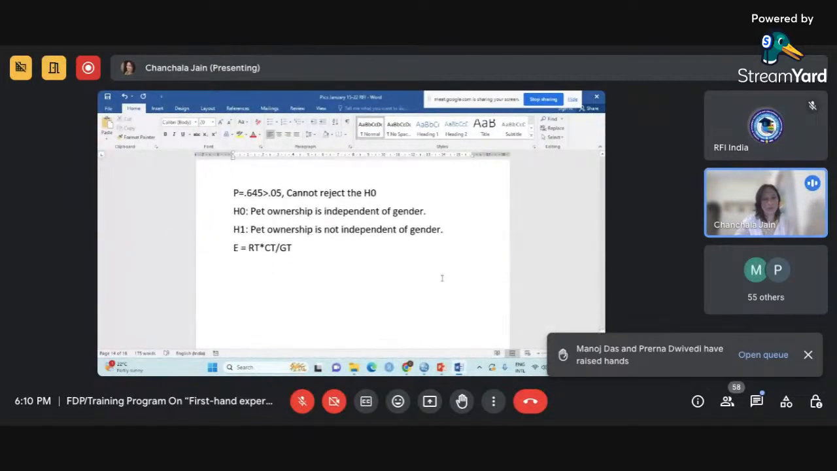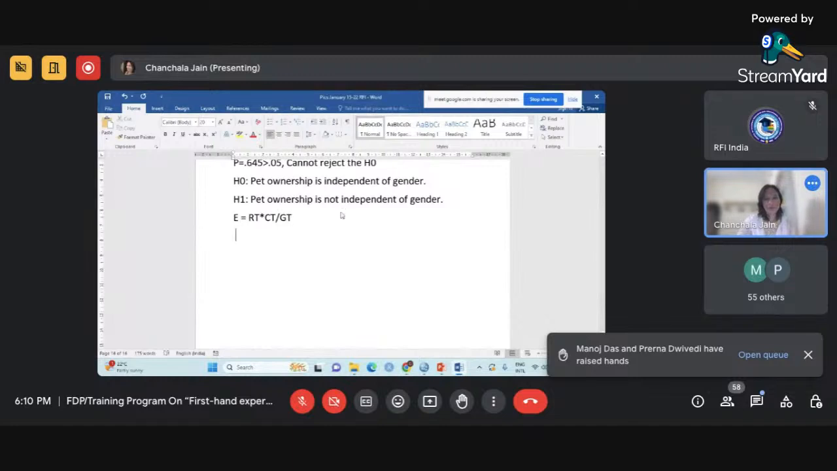I don't remember, but here I'm writing that for the Shapiro-Wilk test, the hypothesis, that is H naught, will be: the variable is normally distributed. This would be the hypothesis, right?